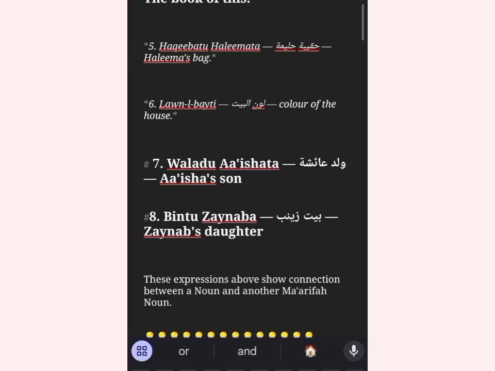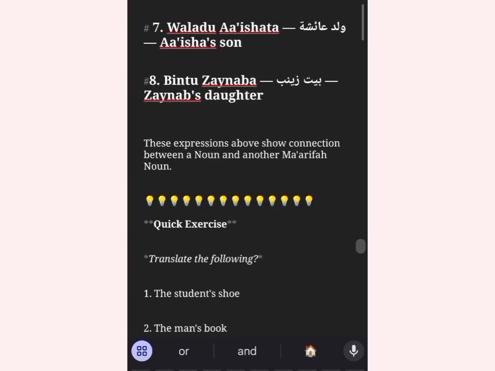And how to form expression of possession using Al-Idafa. The expressions above show a connection between a noun and a ma'rifah. This means that the second part of the expression, Aisha, Zainab, Halima, and so on, all of these parts are ma'rifah. And so we added another noun to them.